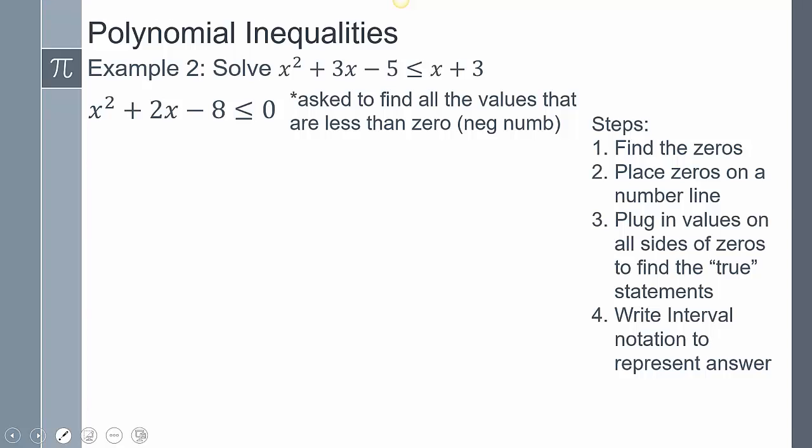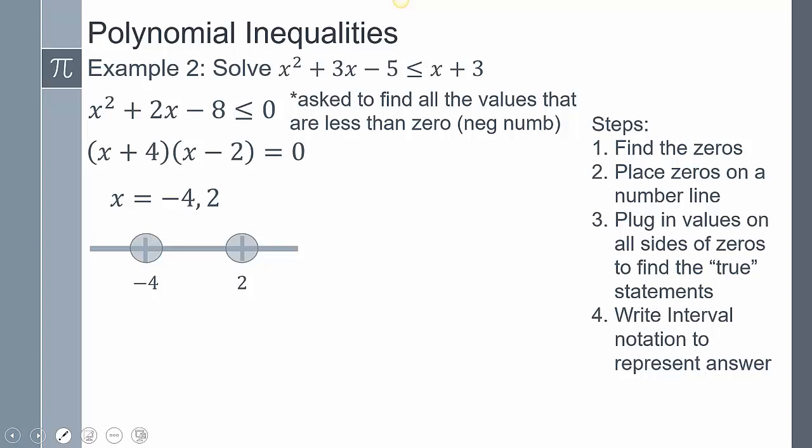Now my first step is to find the zeros. I can factor this and set it equal to 0. When I solve for it, I get x equals negative 4 and 2. Then I'm going to place those zeros on a number line. Notice that these are now closed circles, because this says equal to. Now I want to plug in values on each of these intervals: on this side of the zeros, between the two zeros, and on this side, and find those true statements. Plugging in negative 5, I get positive 7, so this interval is represented as positive.